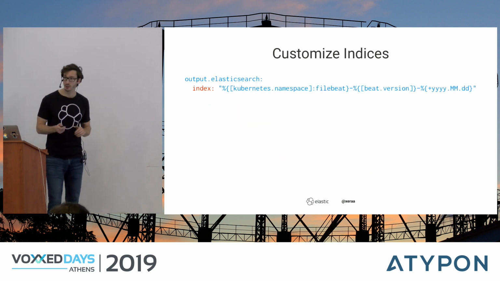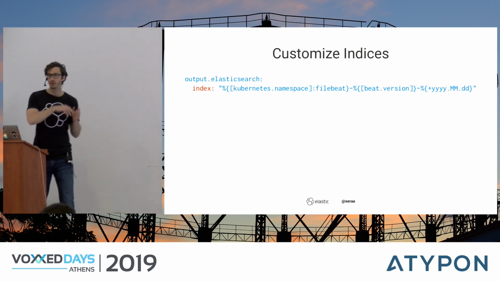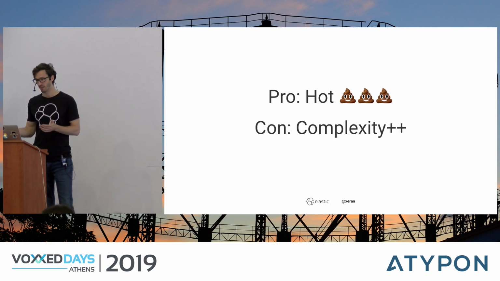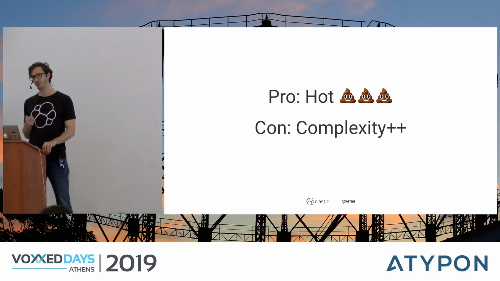You could also customize your index pattern. So for example, here you see if we have a Kubernetes namespace, we use that index name. Otherwise, we will use Filebeat, and then we have the Filebeat version and the date, for example. So you could have one log index per Kubernetes namespace as well. Even hotter, but even more complex. You have to live with that.